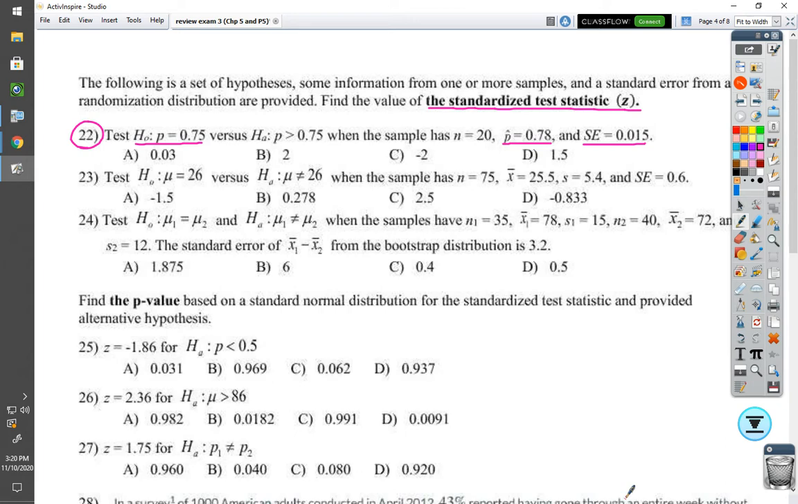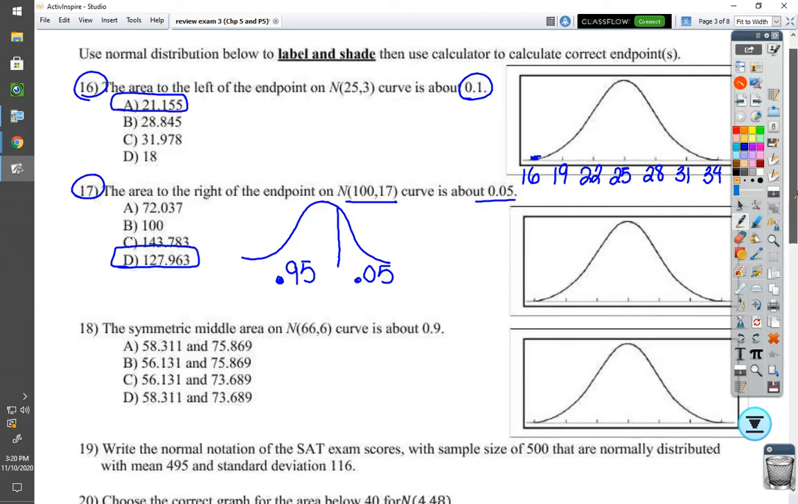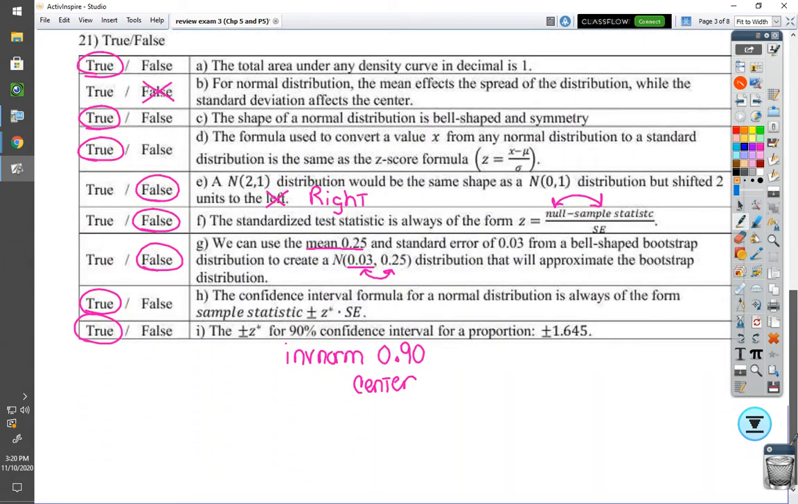Now, why did I underline those three? Because whenever we're calculating for a test statistic z, remember, z is going to be equal to the stat minus the null divided by the standard error. We just saw that back here on the true false. We just got done seeing that right here.